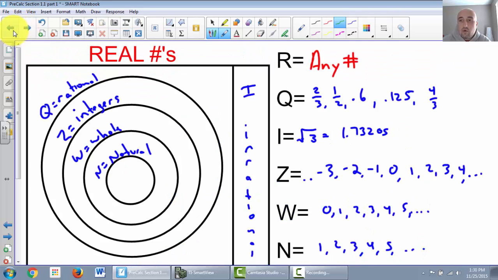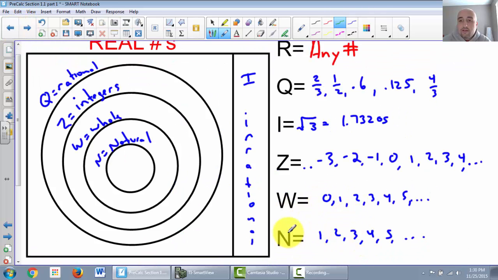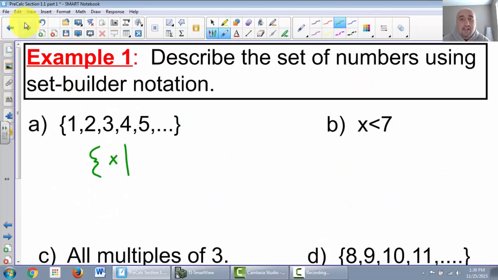All right, so let's look here. What numbers start with 1? It looks like N, and it goes 1, 2, 3, 4, 5. So we're going to be in the natural numbers. And describe how every number is bigger than what? It goes from 1 to 5, and it keeps going on forever and ever. So the numbers are x is greater than or equal to 1.